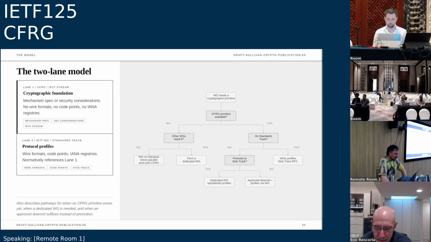And for all the working groups, there would be registering of code points within this dedicated working group. So you get a TLS code point doc, you get an MLS code point doc, you get a PGP code point doc.